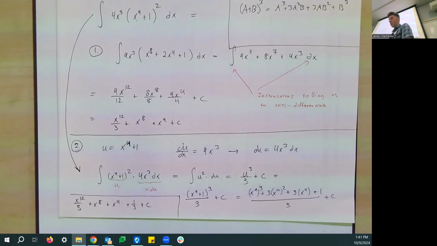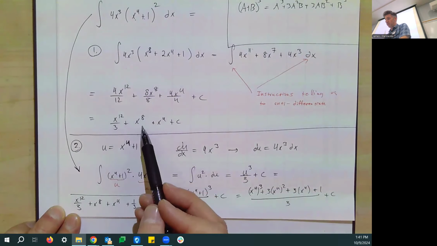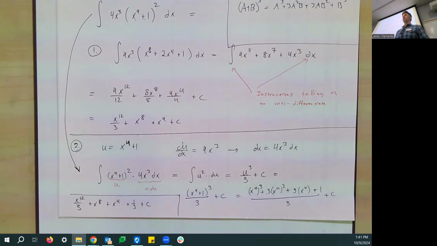Because either way, whether you take the derivative of this, x to the 12th over 3 plus x to the 8th plus x to the 4th plus c, or the derivative of this, the same thing plus a 1/3 plus a c, the derivative is still going to be the same. So as long as they only differ by a constant, we're fine.